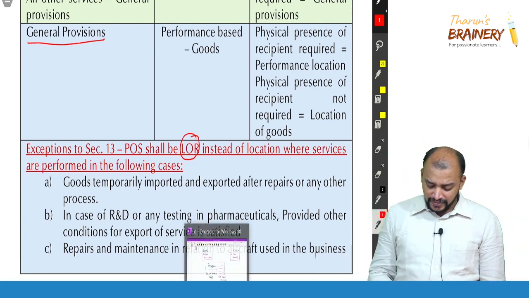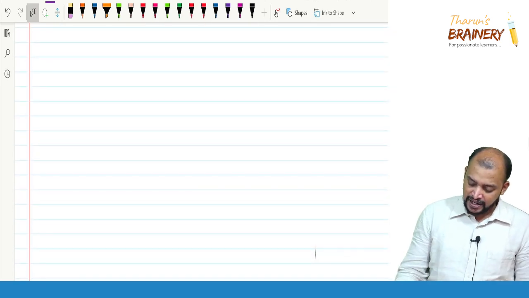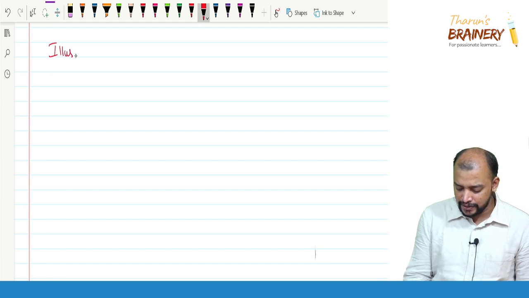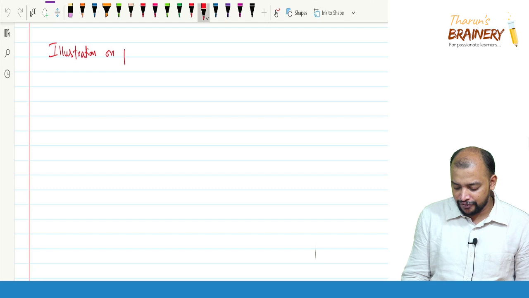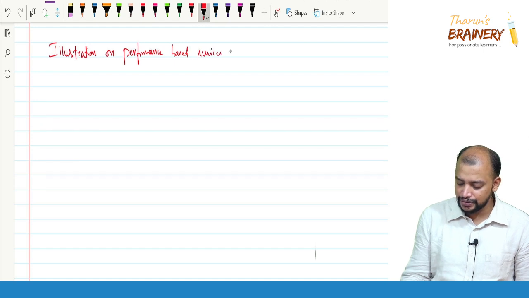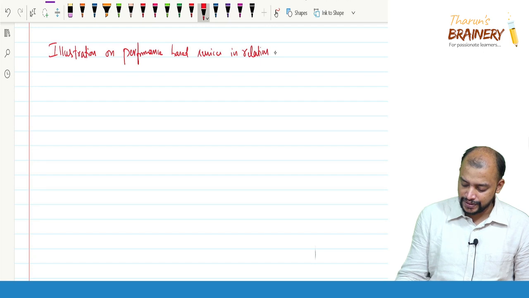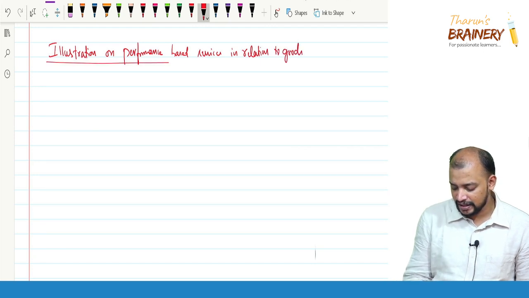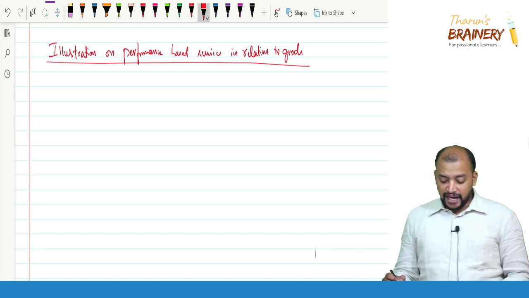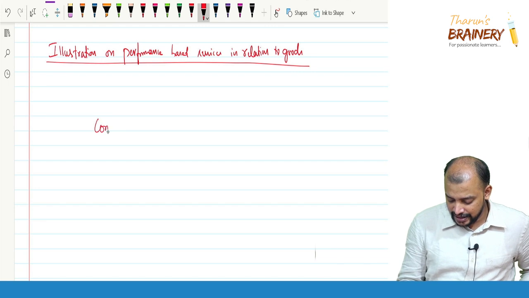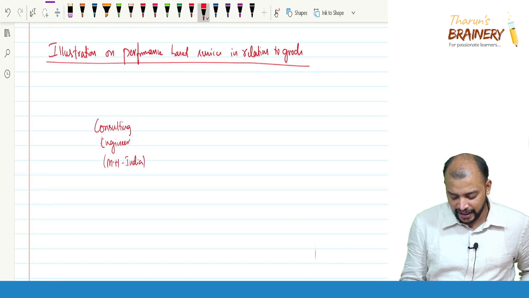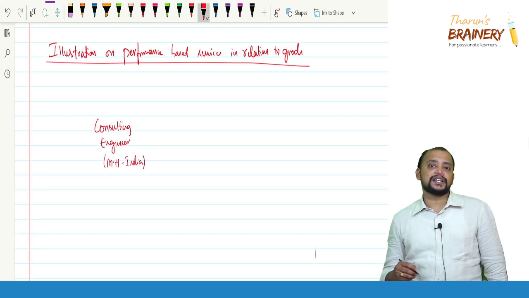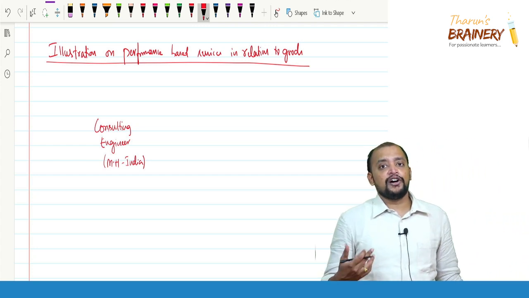Okay. Now let's try to understand this with an example. Illustration on performance based services in relation to goods. Now listen carefully. There is a mechanic or consulting engineer. Where is that consulting engineer located? This consulting engineer is located in Maharashtra, India. So he is the supplier. What service does he provide? He provides services in relation to repairs of some machineries.